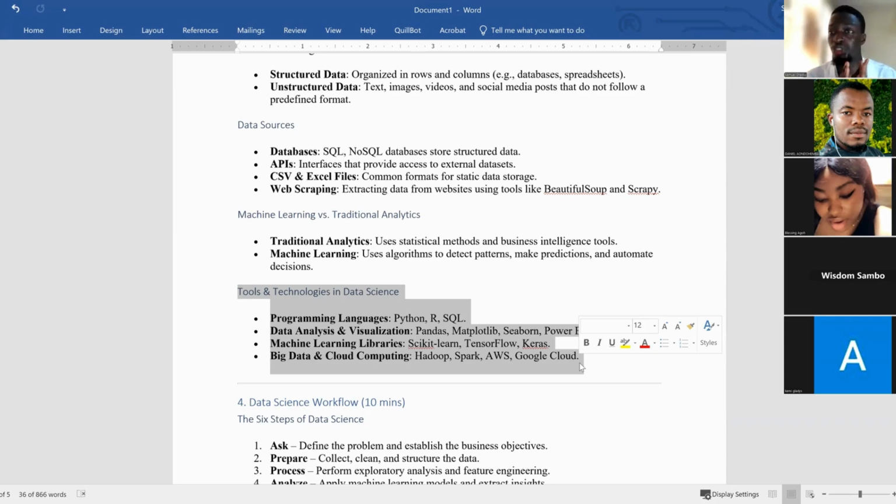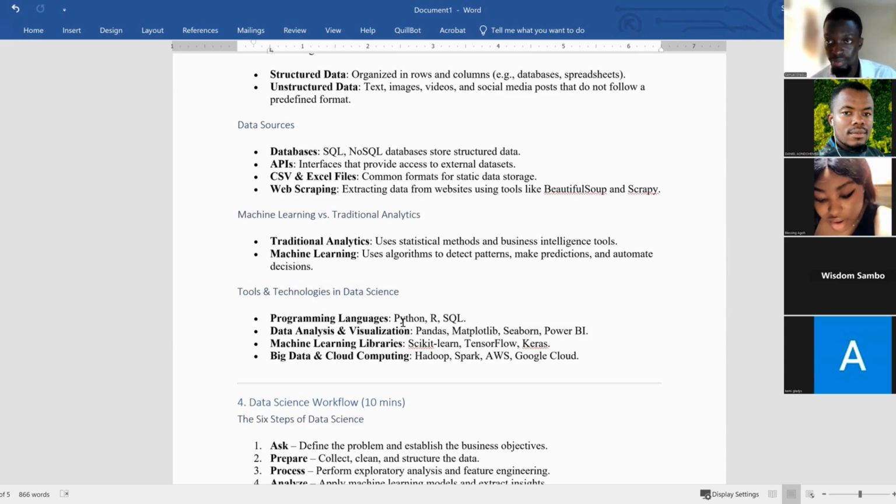Now the tools that we'll be using. Please take note of this. You can take a picture, screenshots, or just write them down. We won't be using all the tools here, so please take note of what I'll be mentioning now. We're using Python and SQL, the programming languages.